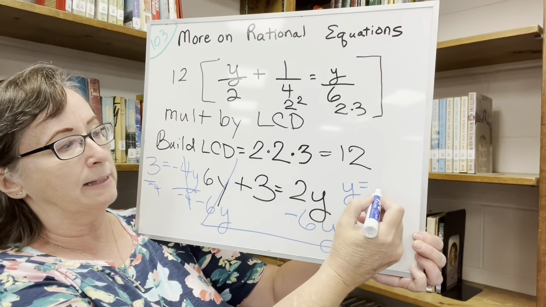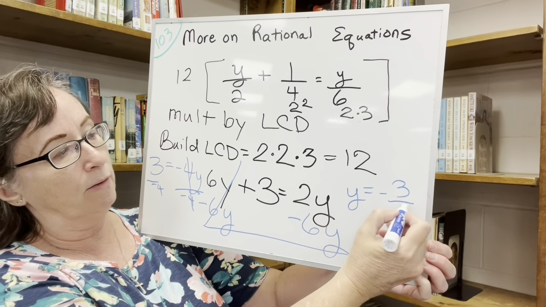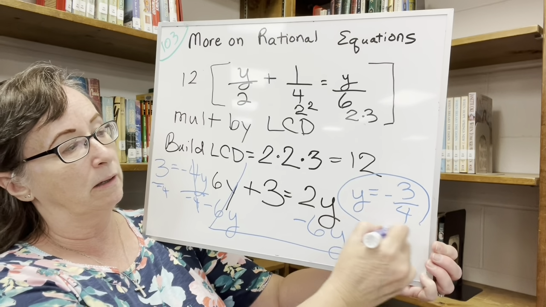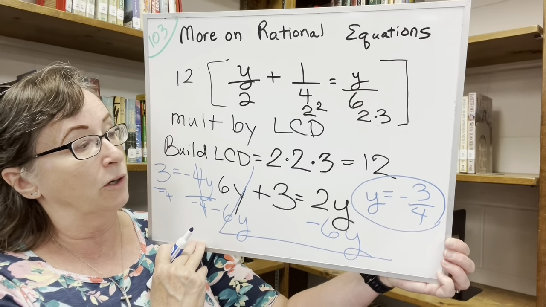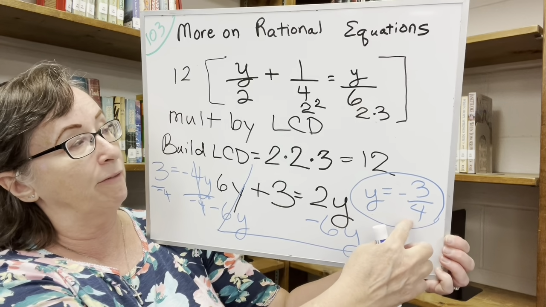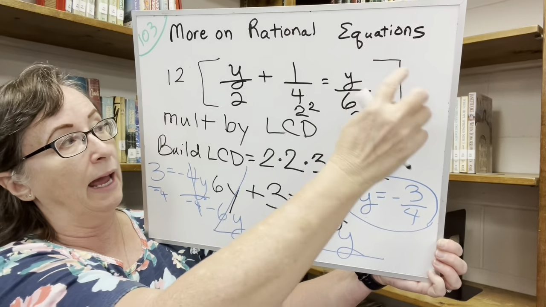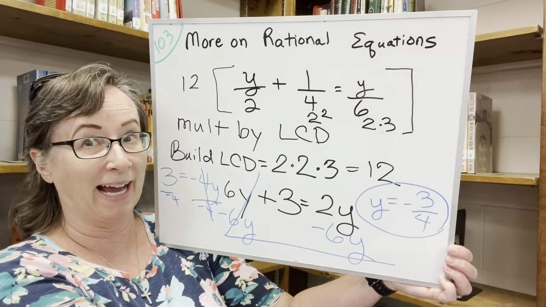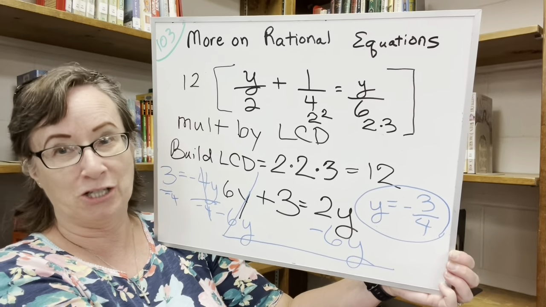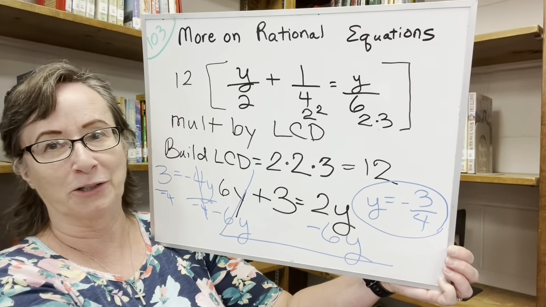Now, if you wanted to verify that that was so, you could put negative 3/4 here and negative 3/4 here and check it to make sure that you actually did get the right answer. But you did. All right, it's all good.